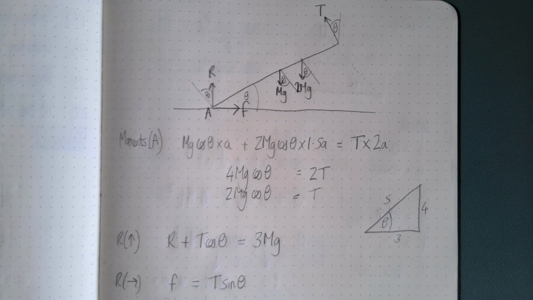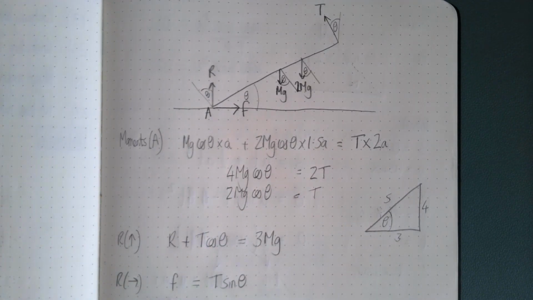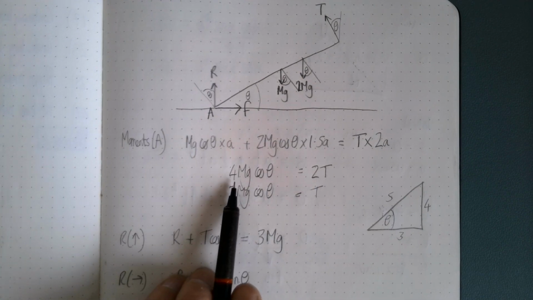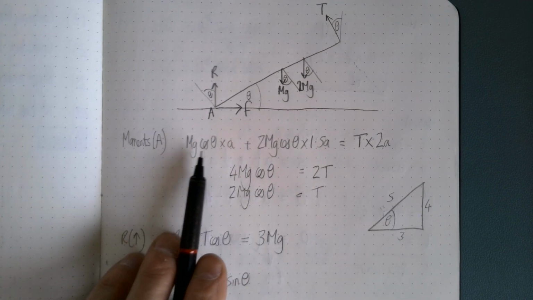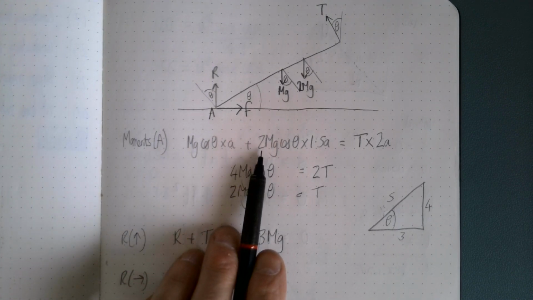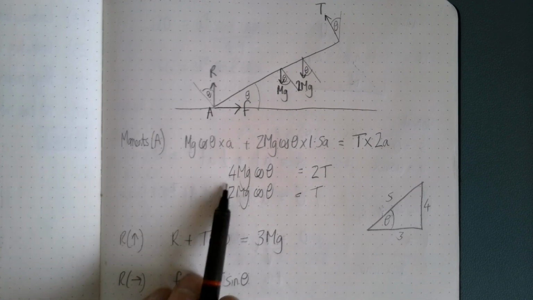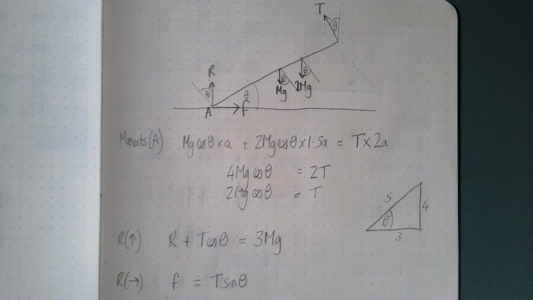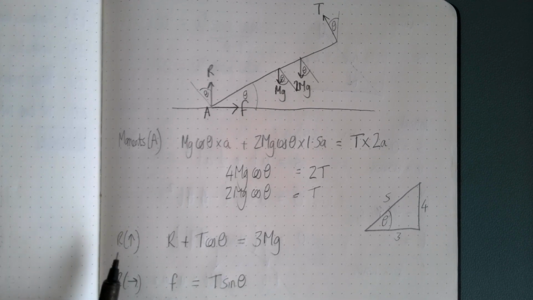So I then do a little bit of algebra. I divide everything by a, which is nice and easy. So this gives me 2T, and on this side I've got mg cos theta, and I have got 3mg cos theta, so that altogether gives me 4mg cos theta. So T is 2mg cos theta. And hey presto, that's part B. So we've shown that by taking moments about A.